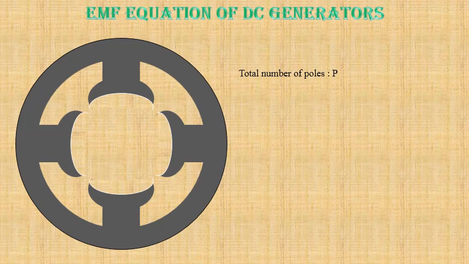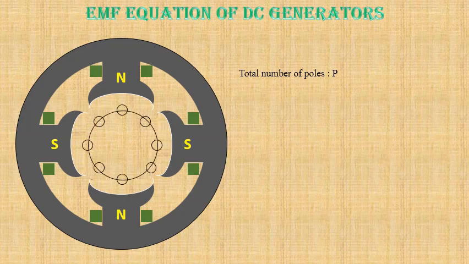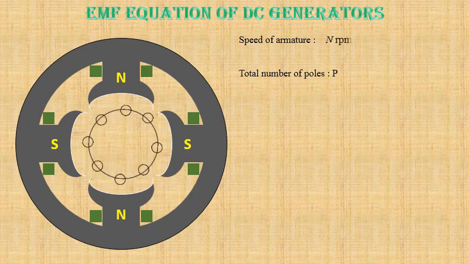If field windings are placed on these distinct poles and DC excitation is given to them, electromagnets will be formed. These electromagnets will produce a static magnetic field. If the armature is placed in this magnetic field and rotated by some external prime mover, armature conductors will experience a time varying magnetic field. Let us assume the speed of the armature be n rpm.